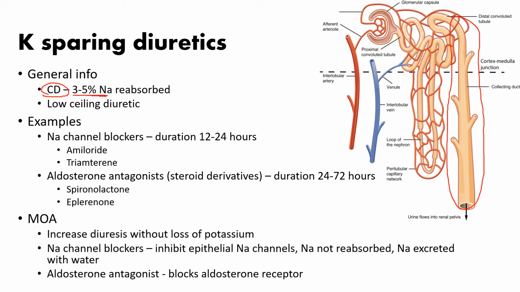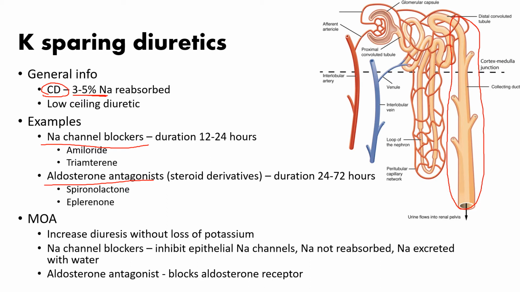Certainly not as potent as our thiazide diuretics, which are medium-ceiling, or our loop diuretics, which are high-ceiling diuretics. So loop is the most potent diuretic. With potassium-sparing diuretics, there are two main mechanisms as to how they work. The agent could either block the sodium channels or block the aldosterone receptors, okay?